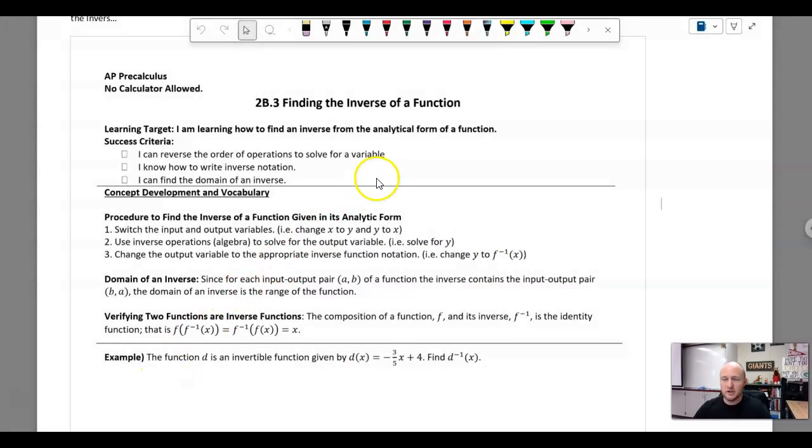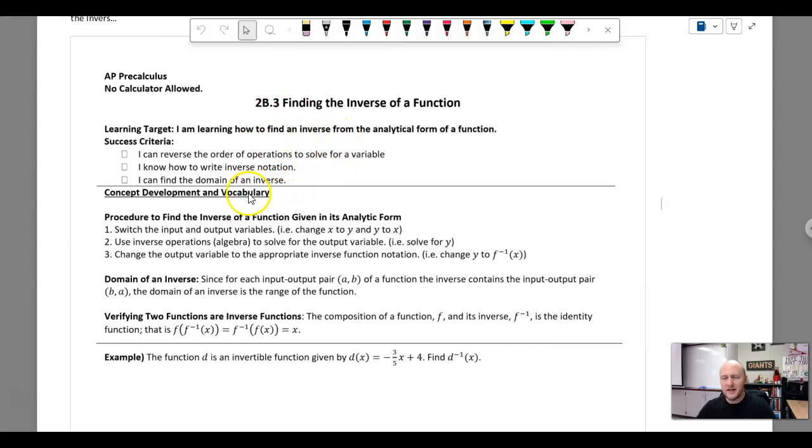We're going to talk about how to find an inverse of a function from symbolic form. So let's go ahead and look at what it's going to take in order to be successful. In order to find an inverse, you're going to have to use this idea that an inverse is the swap of an x and a y value.